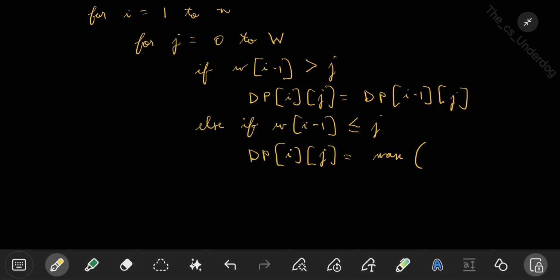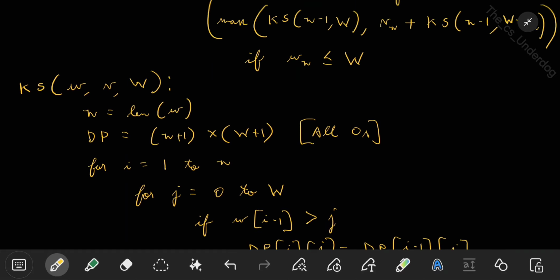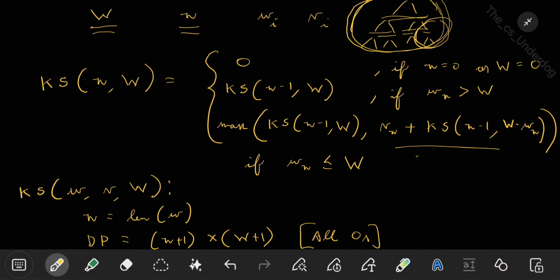What are the two things? First thing is dp of i minus 1 j. This is if you are not including the ith element, then you should include i minus 1 elements. That is, considering the i minus 1 elements. You may or may not include them, but i minus 1 elements are available for selection. That is what this means. dp of i minus 1 j. And what is the second entry? From the recurrence relation, what is the second entry?